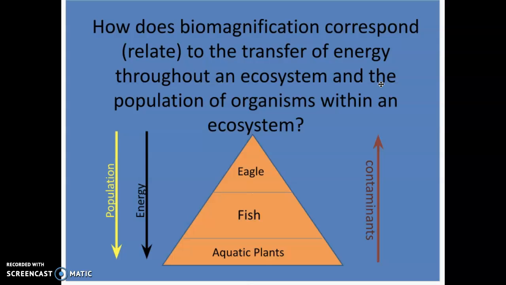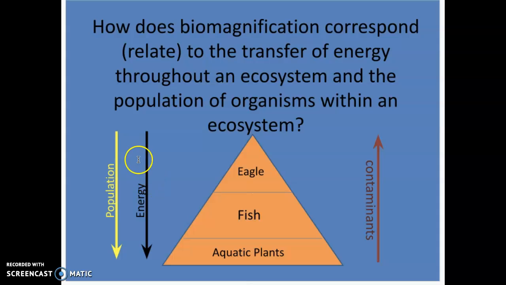So bringing biomagnification in with the other stuff that we've learned in this class, we know that energy reduces as you go up a food chain. Population size reduces as you go up a food chain. So we already know that the top tier predators don't have a very big population. There's only a few eagles in 10 square miles. They also don't have a lot of energy sources out there for food.